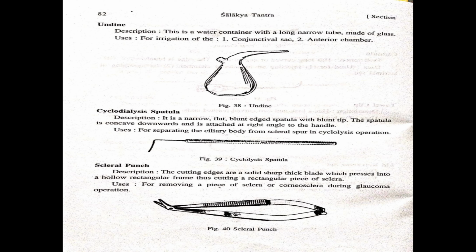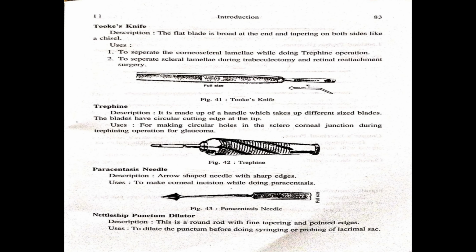Figure 39: cyclodialysis spatula. Scleral punch. Description: the cutting edges are a solid sharp thick blade which presses into a hollow rectangular frame, thus cutting a rectangular piece of sclera. Uses: for removing a piece of sclera or corneosclera during glaucoma operation. Figure 40: scleral punch. Took's knife. Description: the flat blade is broad at the end and tapering on both sides like a chisel. Uses: 1. To separate the corneoscleral lamellae while doing trephine operation. 2. To separate scleral lamellae during trabeculectomy and retinal reattachment.